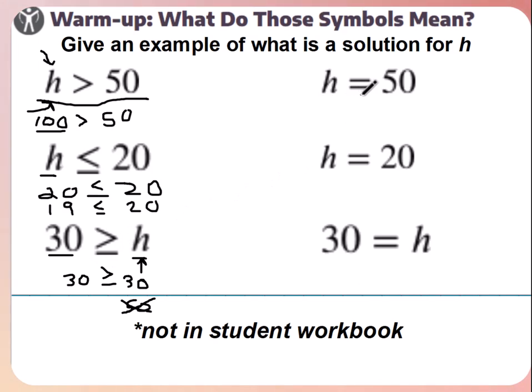Looking on the right column, the only thing that works to substitute in to make this a true statement for h is 50. There's only one answer, 50. So what about this one? What could you substitute in for h to make this a true statement? The only number that makes that true is 20. The same thing for the last one. The only number you can substitute in for h to make that true is 30.